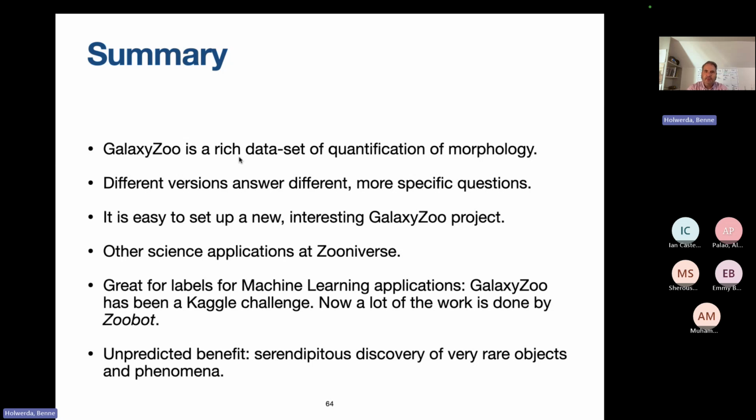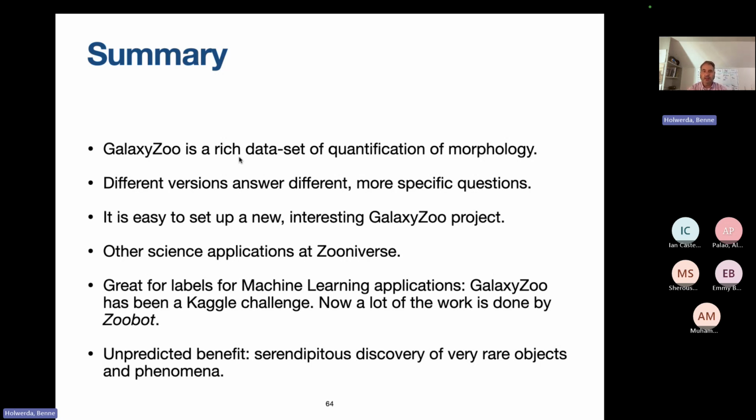So rich data set, quantification of morphology, lots of interesting data mining projects to do, different versions answer different, more specific questions. So if you go like, I wonder about clumpiness, there was a clumpiness project. It's easy to set up new and interesting galaxies. You can set it up, and so people have done this for example, with a class that they just all classified these. Other science applications are the Zooniverse, so very much biology, sociology, you name it, there was a science that has used the Zooniverse.